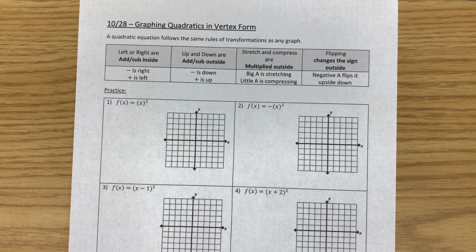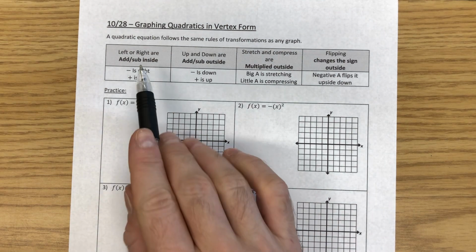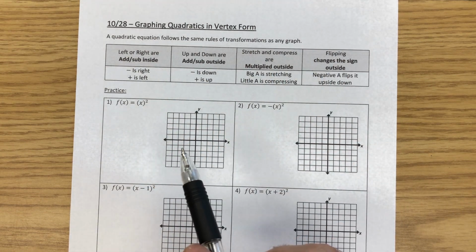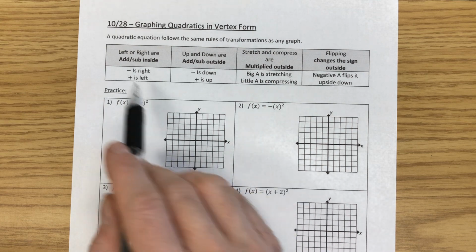So today what we're going to be doing is graphing quadratics in vertex form. Now, this is going to be very similar to how we've graphed absolute value functions in the past. So we've put down a repetition of the rules that we discovered when we were graphing absolute value.